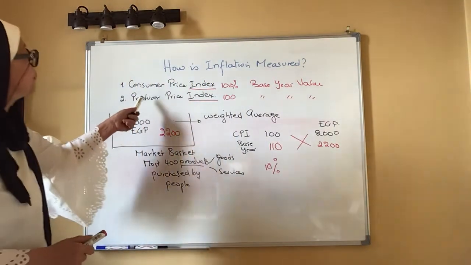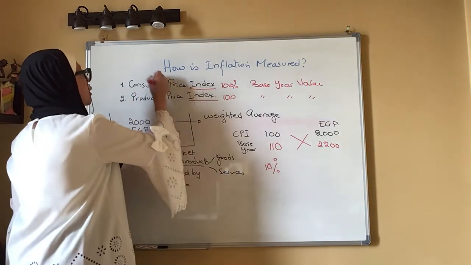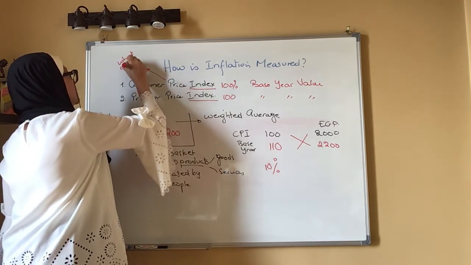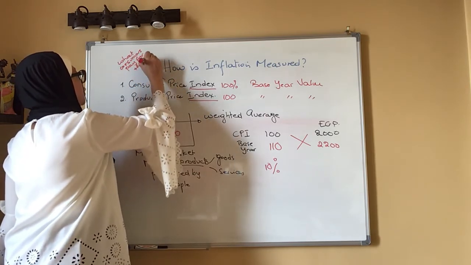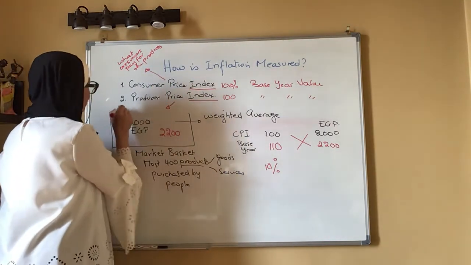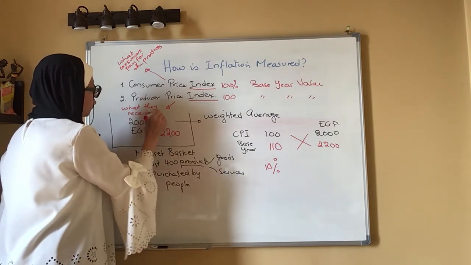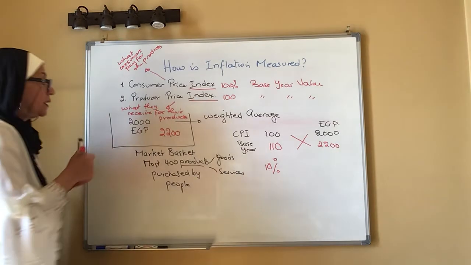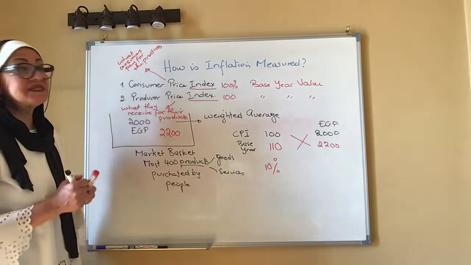The same happens with producer's price index. The only difference is the prices here are what consumers pay for the products. But in the case of producers, it is what they receive for their products. So what is the difference? The difference is the retailer's profit and the sales tax.